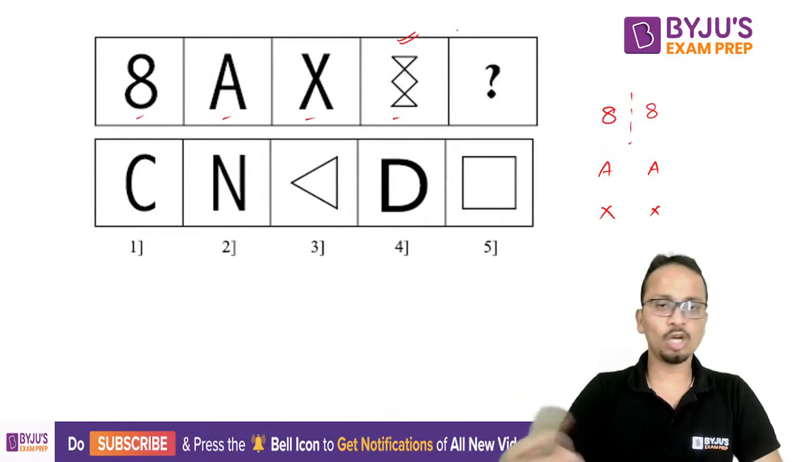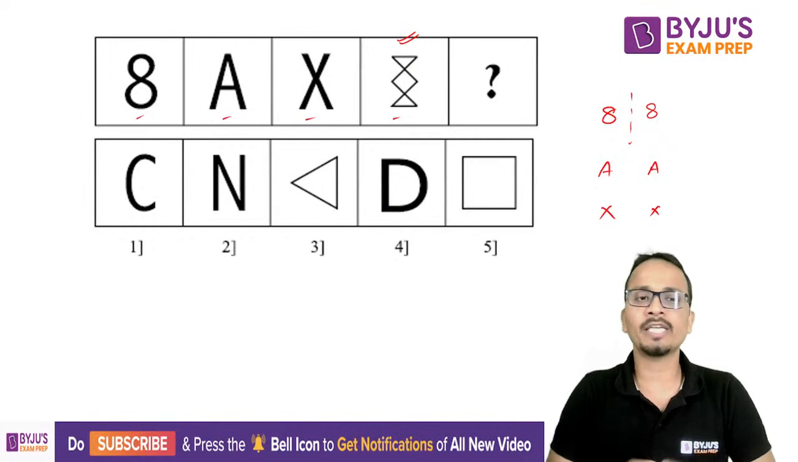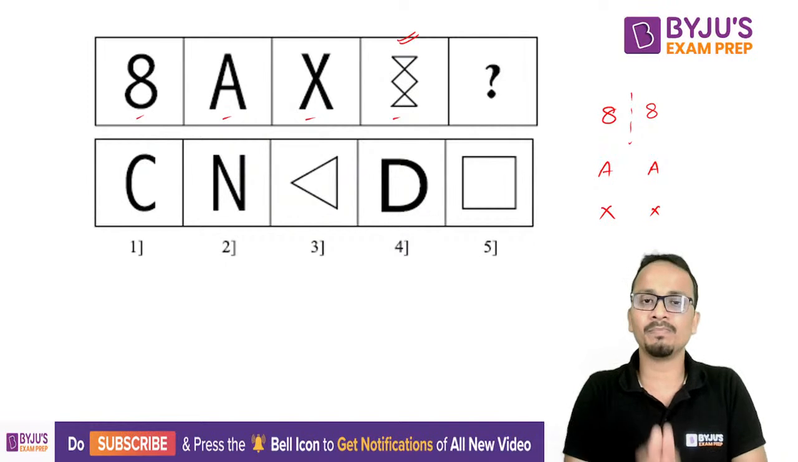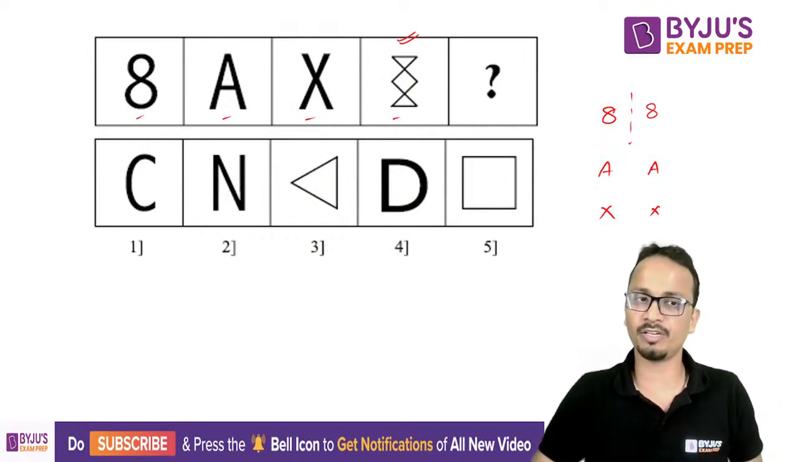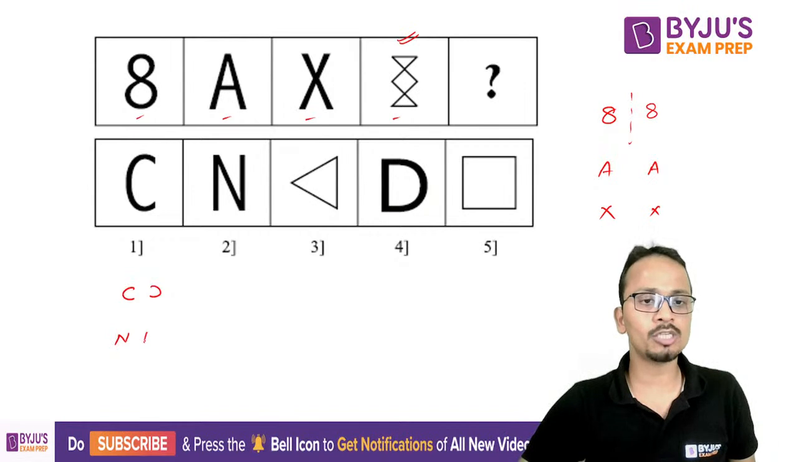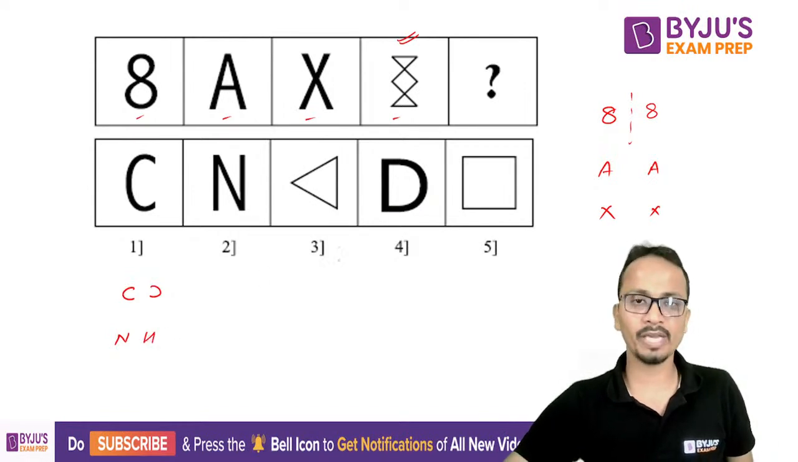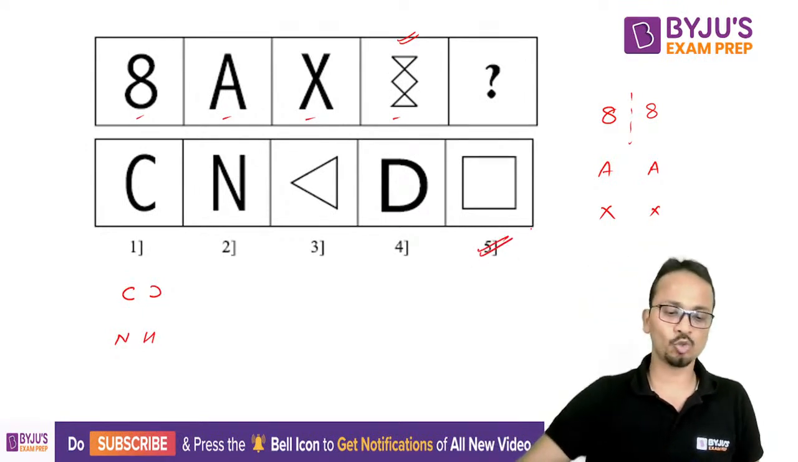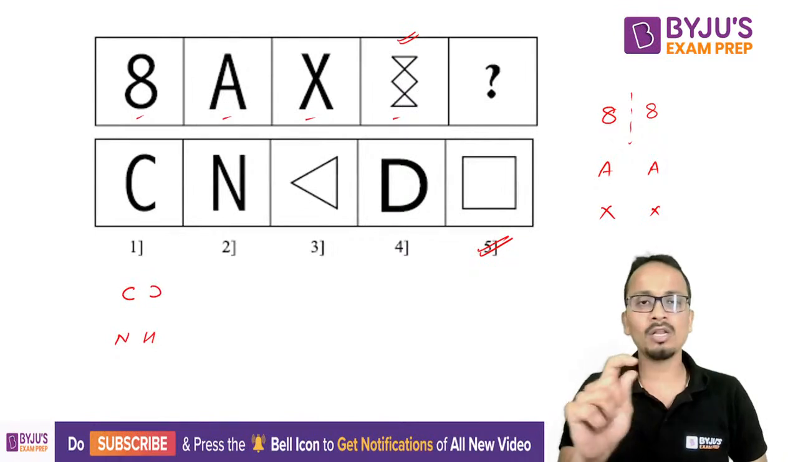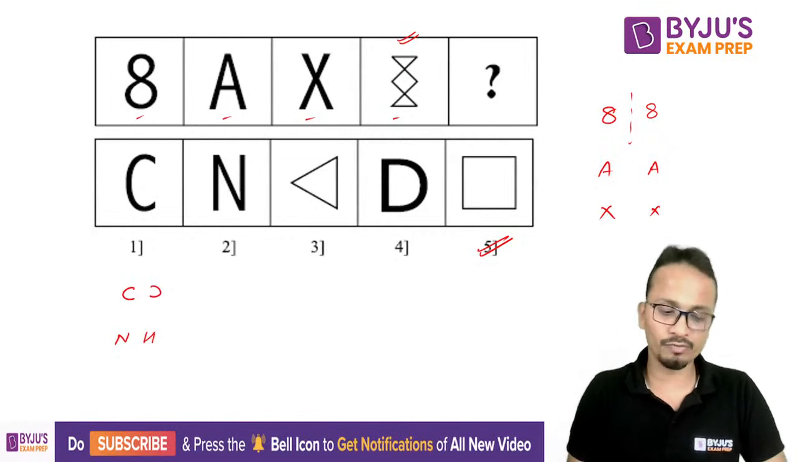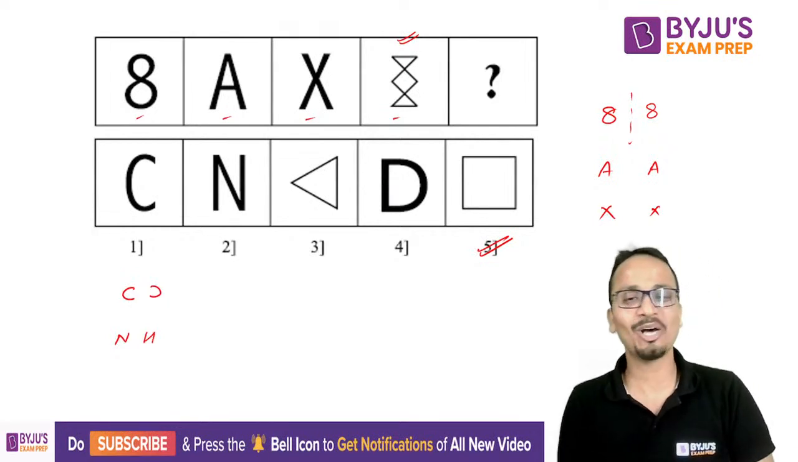Okay, so the logic says that among the options you will have to select that figure whose mirror image is exactly the same as the original figure. C's mirror image is not the same, N's mirror image is again not the same, it is a figure like this. Okay, so the answer that satisfies is figure number 5, that is a square. So the mirror image of all the figures in the question figure is exactly the same as the original figure. So yes, the correct answer is option 5.